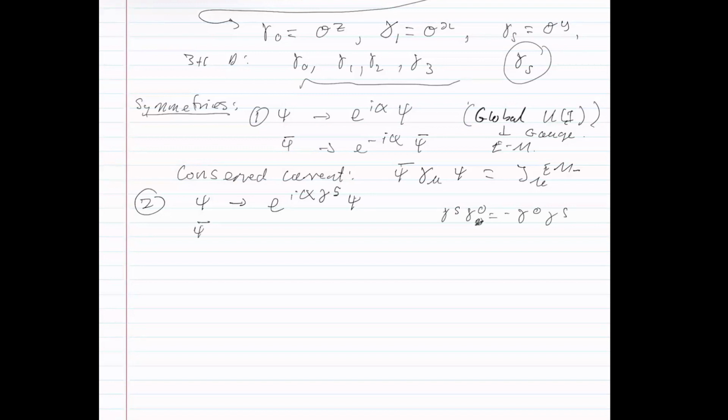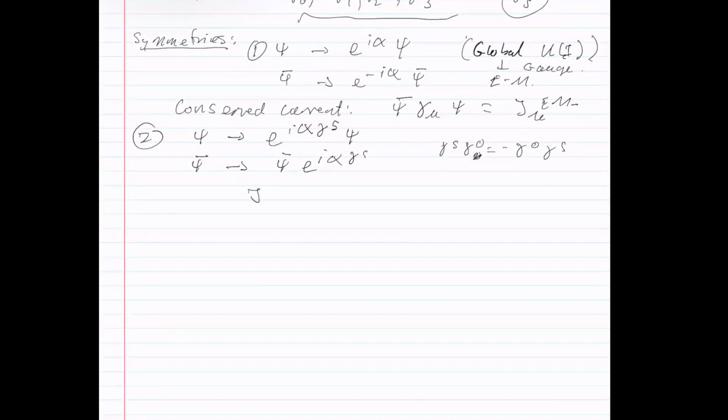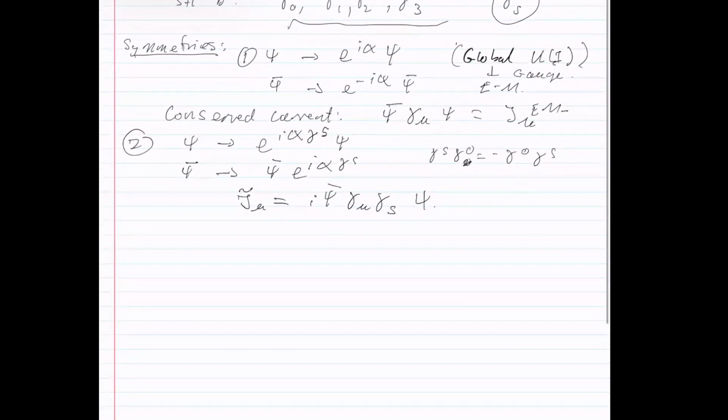These guys anti-commute. And so when you ask what happens to psi bar, basically this goes to psi bar e to the, again with a plus sign, alpha gamma 5. And the associated current, I'm just going to call it J twiddle mu, is i psi bar gamma mu gamma 5 psi. And so, classically, I have these two conserved currents because I have these two symmetries of my Lagrangian.